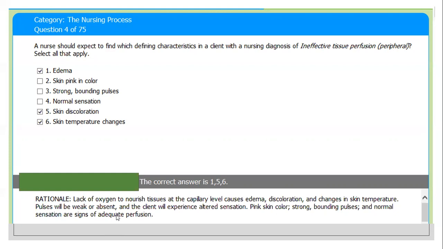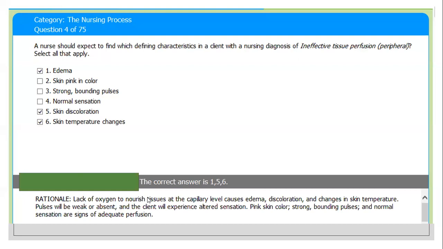So perfusion is the volume of blood flowing through a certain tissue per unit of time. Usually blood flow is given in units of milliliters. And tissue perfusion can be measured non-invasively, right?